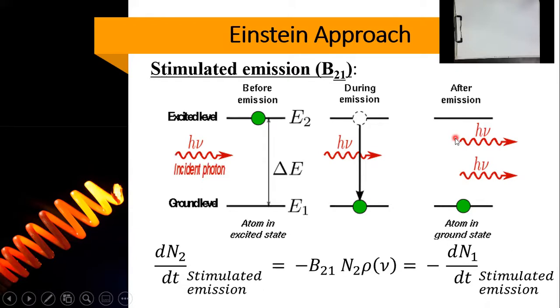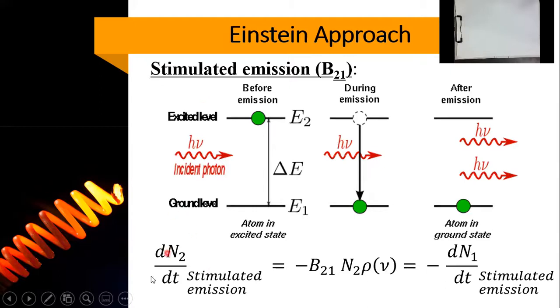What we mean by coherent photons is that these two photons should have the same direction, the same polarity, the same frequency, the same energy. They are equal and identical in everything. That's why we call them coherent photons. If this happens, we call this process a stimulated emission process.